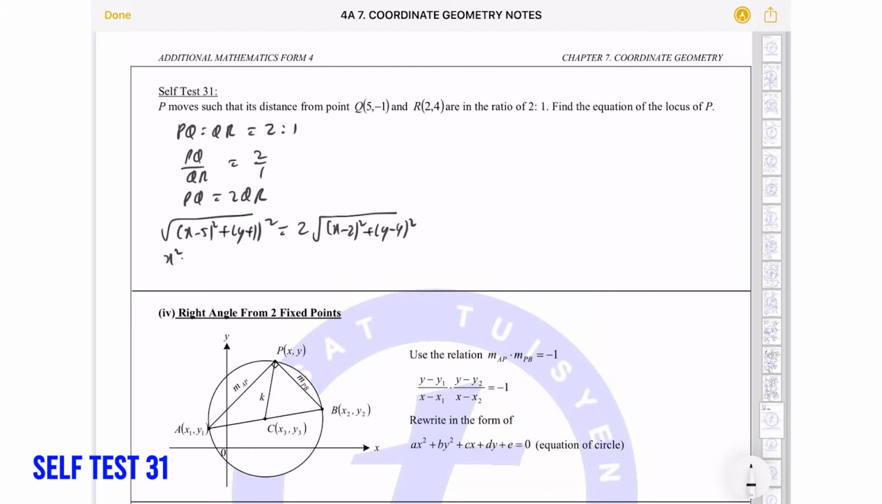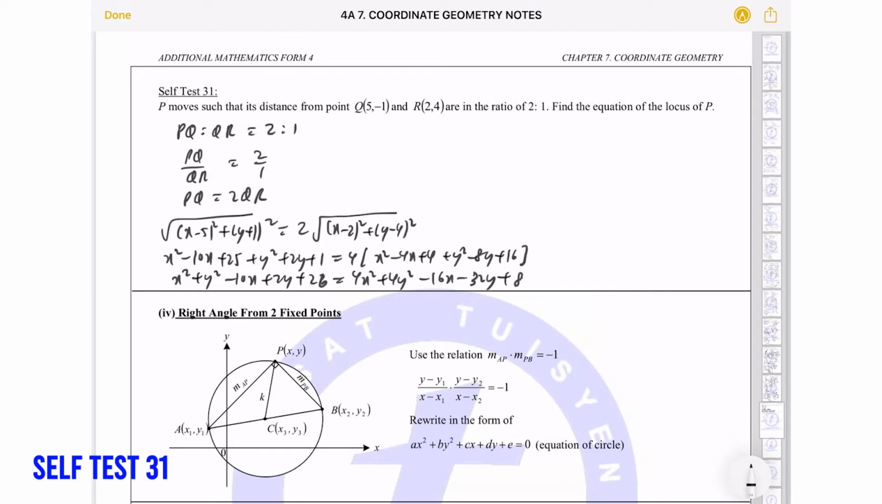So when you expand both sides, this will be x squared minus 10x plus 25. This is y squared plus 2y plus 1. There will be a 4 here: x squared minus 4x plus 4, y squared minus 8y plus 16. So when you simplify further, x squared plus y squared minus 10x plus 2y plus 26. This will be 4x squared plus 4y squared minus 16x minus 32y plus 80. A little bit too long.